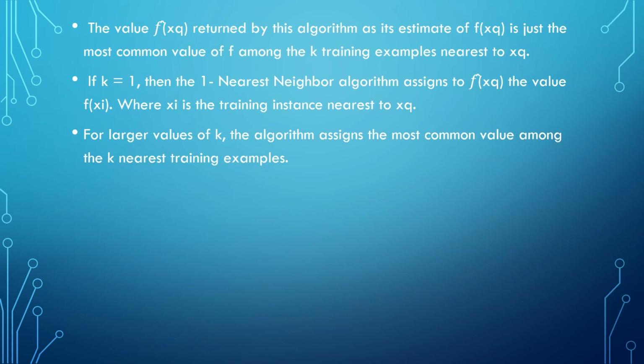In the previous algorithm, the value f cap of xq returned by this algorithm as its estimate of f of xq is just the most common value of f among the k training examples nearest to xq. So if k equals 1, then the one nearest neighbor algorithm assigns to f cap of xq the value f of xi, where xi is the training instance nearest to xq. For larger values of k, the algorithm assigns the most common value among the k nearest training examples.